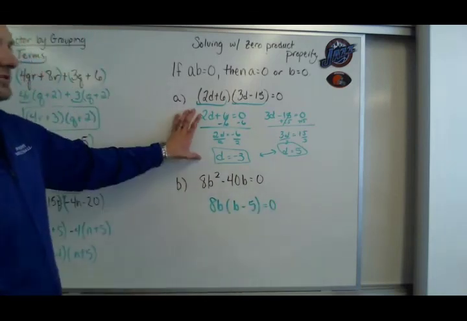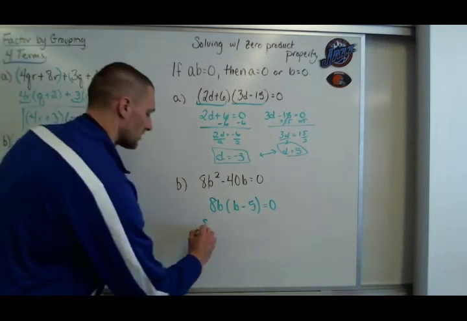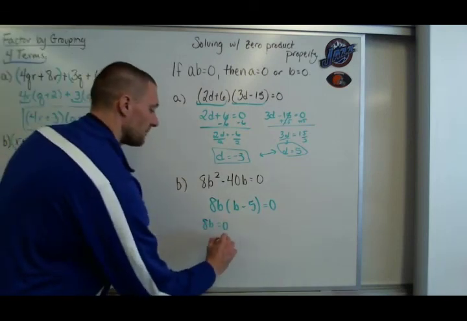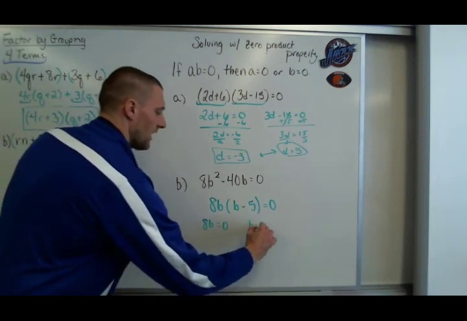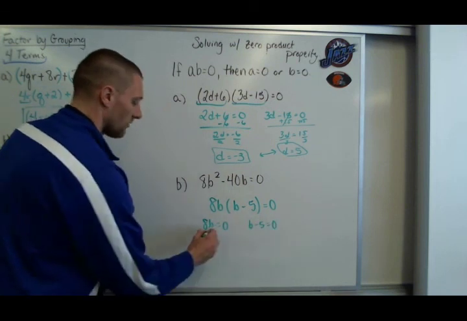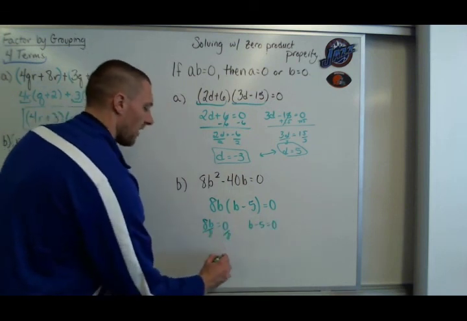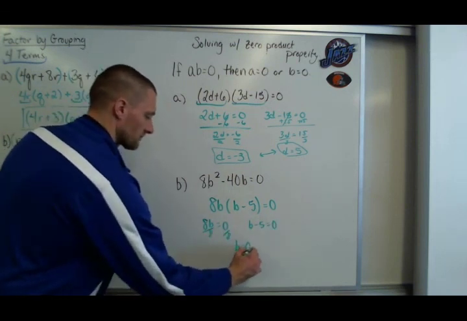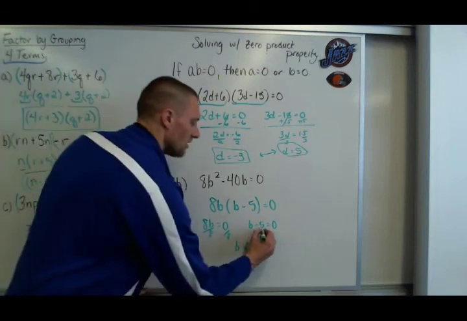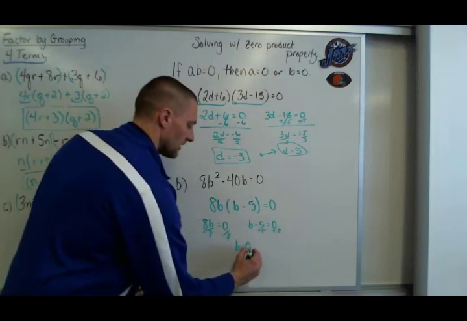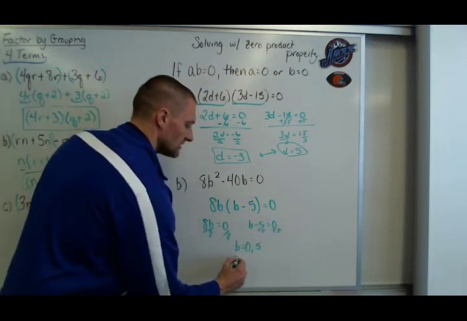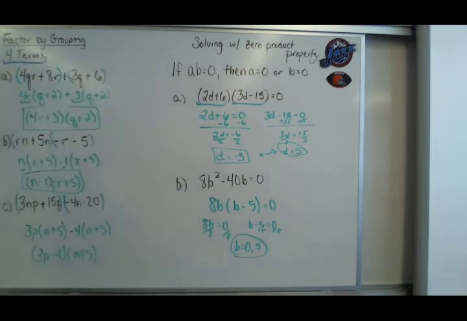Now, just like this previous one up here, we set each part equal to 0. So 8b equals 0, b minus 5 equals 0, and solve. So divide by 8. That gives you b equals 0, and then add 5. That gives you b equals 5. So you could say that b is 0 and 5, and there are your two answers.